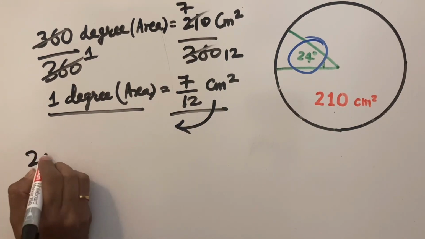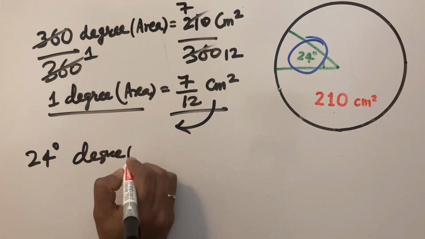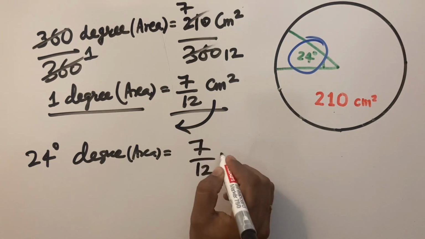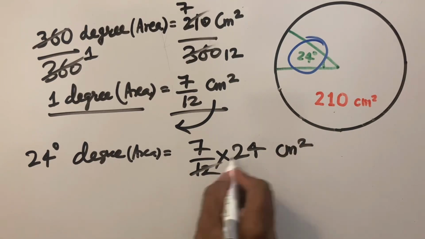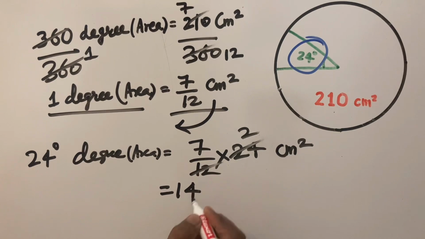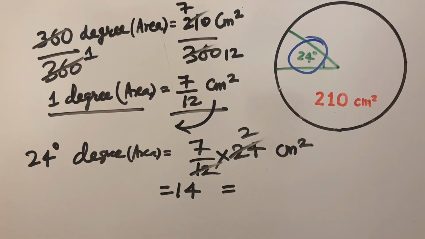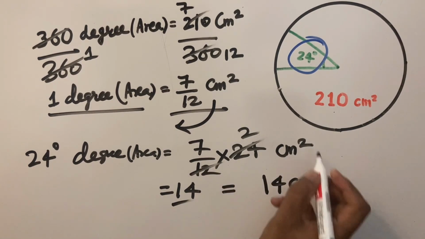So for 24 degrees, area equals 7 by 12 into 24 centimeter square. It is 2, it becomes 14. So for the 24 degree angle section, the total area is 14 centimeter square for this circle.